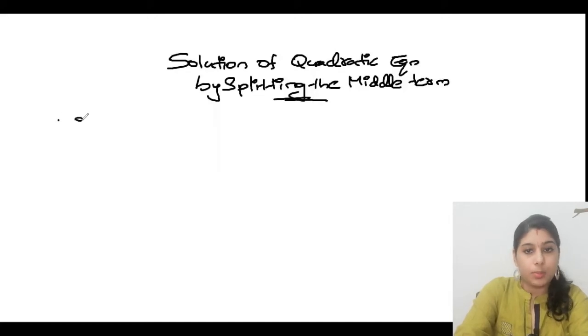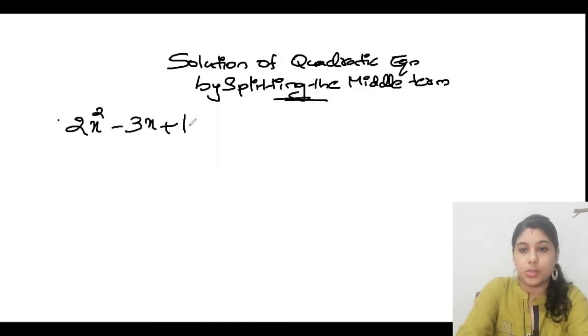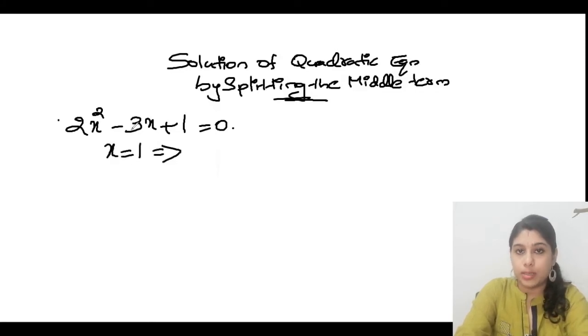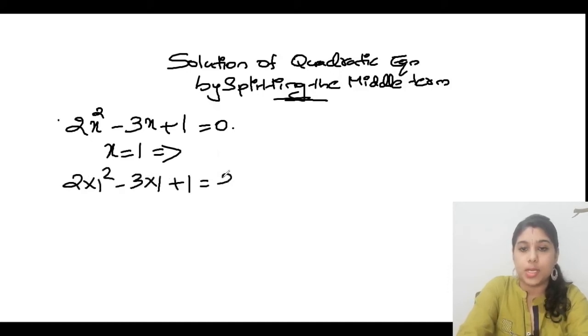If I am giving you a quadratic equation 2x square minus 3x plus 1 is equal to 0. Okay, so I am just imagining x is equal to 1. So substitute the value of x is equal to 1 in this equation. So 2 into 1 square minus 3 into 1 plus 1. So it will be 2 minus 3 plus 1. So it will be 3 minus 3, that is 0.